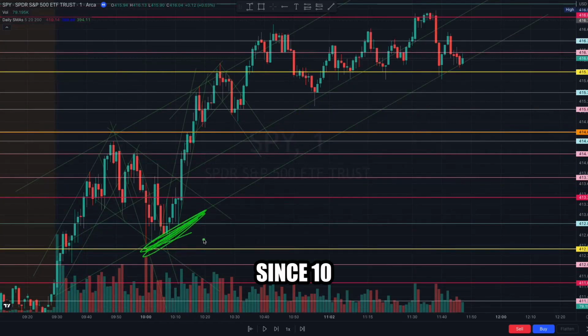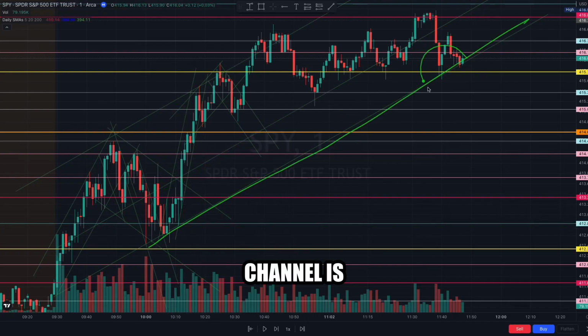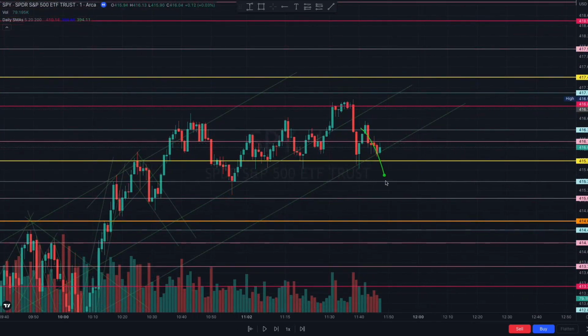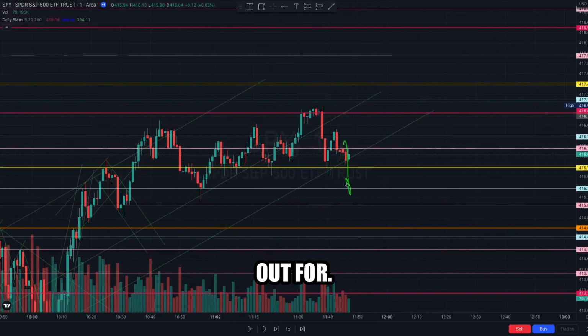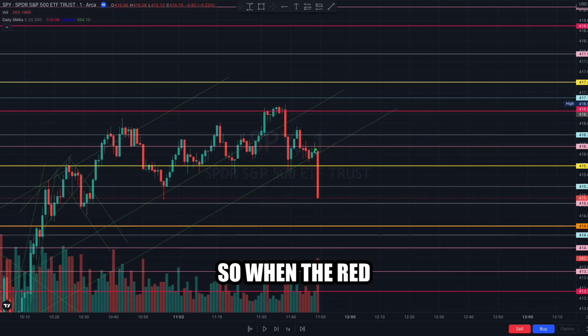It's not tested since 10 a.m., right? We have been trading at the upper band of this buying channel. So when this channel is being tested and about to break, you know that the buyers have given up, right? So that's the first thing I want to be looking out for. If there's a red candle here, if I missed this head and shoulder, let's see. No, not yet. Now the red candle, great. So when the red candle forms out of this channel immediately, you're ready.